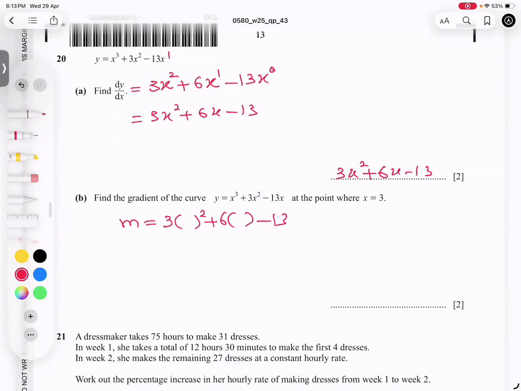If I plug in 3 everywhere, students, 3 here and 3 here, it's just a matter of typing in the calculator. So 27 plus 18 and negative 13, and we are getting gradient 32. So the gradient m is 32, and that's it. Not 3.2, it is 32 basically. Done. This is over.